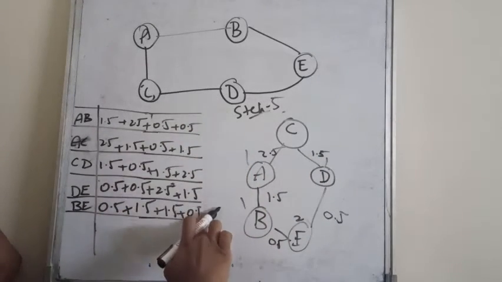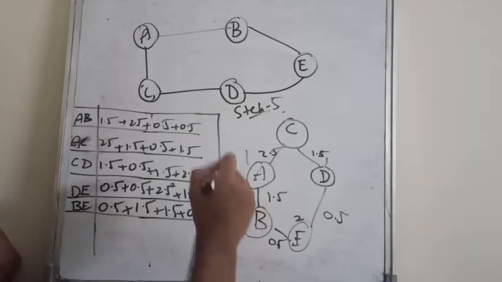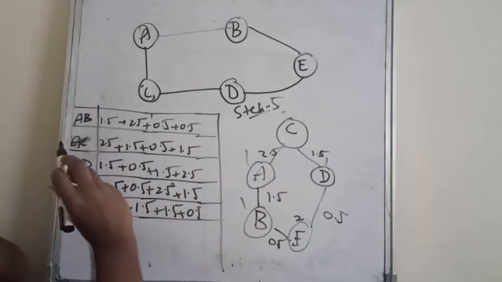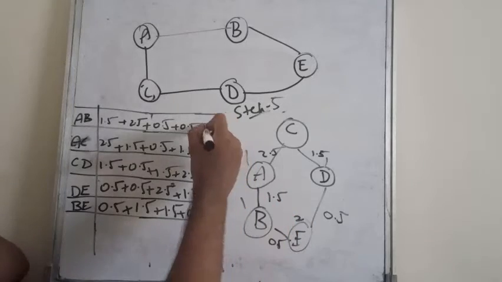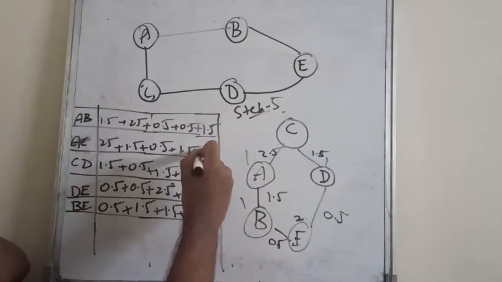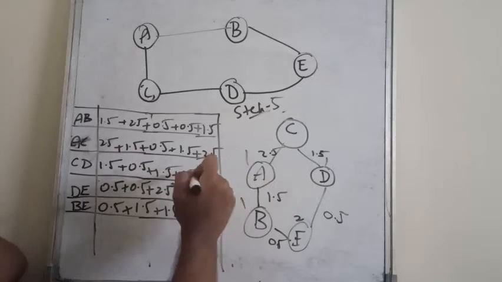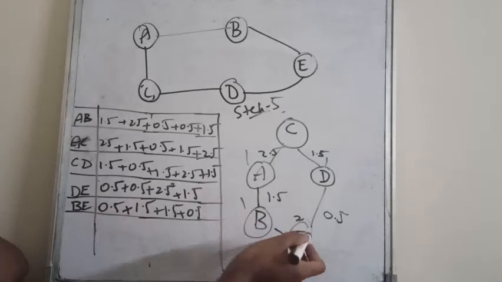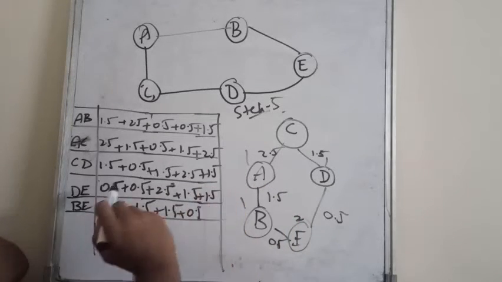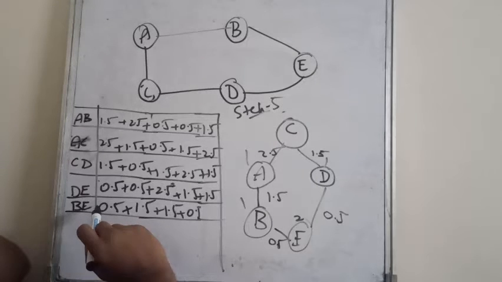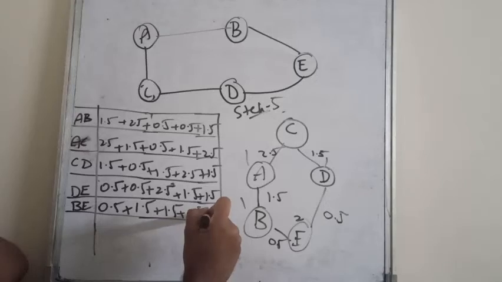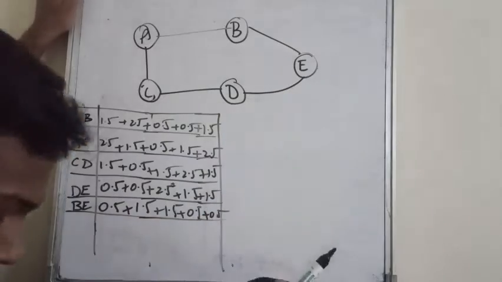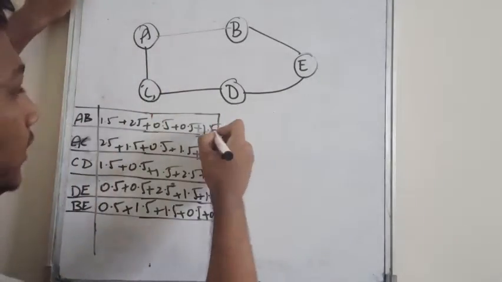Now this table should be a little bigger. Okay, so let's make it like this. And with respect to node C, the graph is this, and the values are: AB has a value of 1.5, AC has a value of 2.5, CD has a value of 1.5, DE has a value of 1.5, and BE has a value of 0.5. Okay, now we just have to sum all these up. That will give us the edge betweenness value. Okay, so let me just do this.